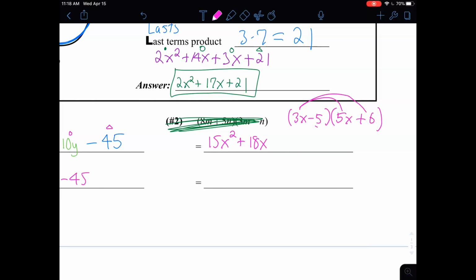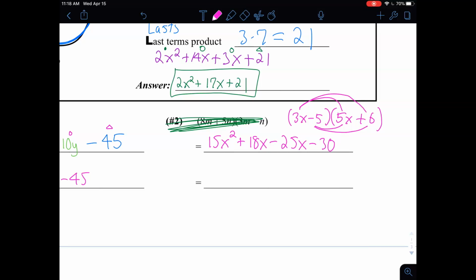And then what is negative 5? We're going to do negative 5 times everything in the other parentheses then. What's negative 5 times 5x? Negative 25x. And then what is negative 5 times 6 going to be? Negative 30. Okay? So we basically just multiplied 3x times 5x and 6. We multiplied negative 5 times 5x and 6.